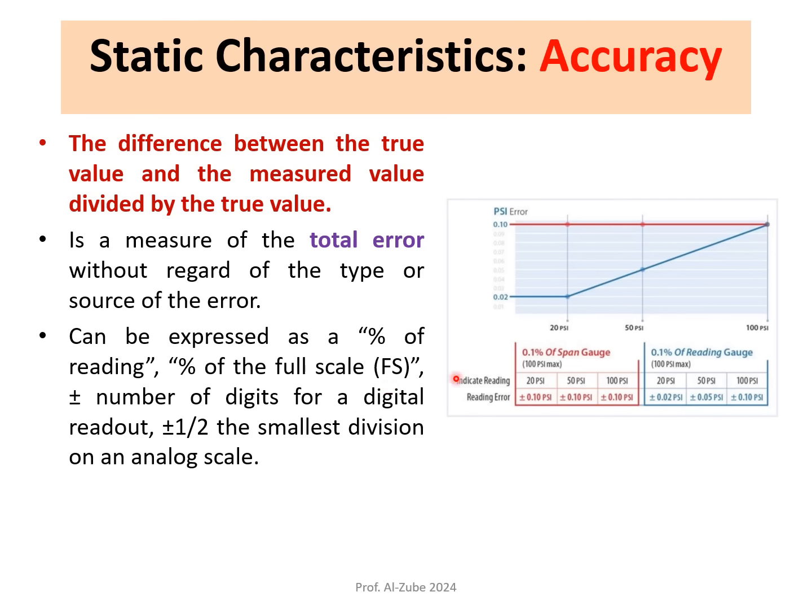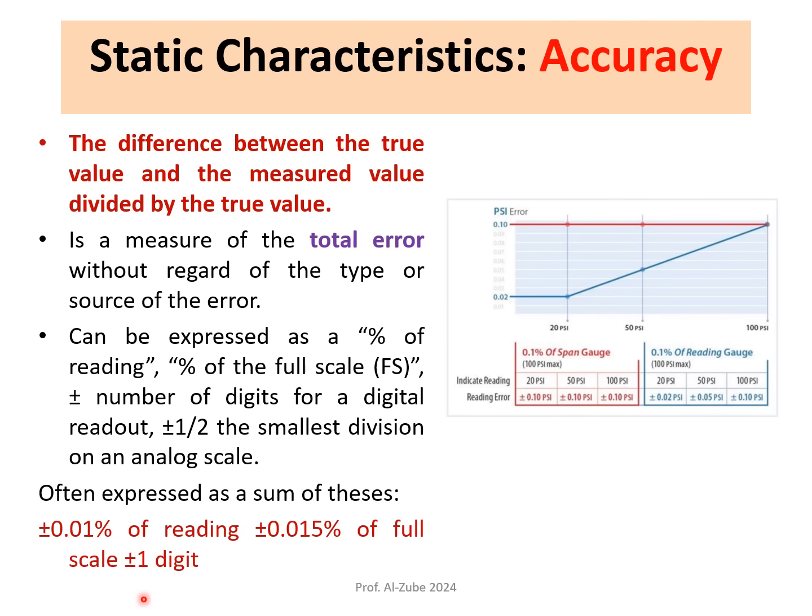And usually the accuracy of full scale gives you just one number for the entire scale, and you just report that in your readings. That's something to keep in mind. It's often expressed as a sum of these two. So you'll have 0.01 of reading, that's on the specific range, and 0.015 of full scale.